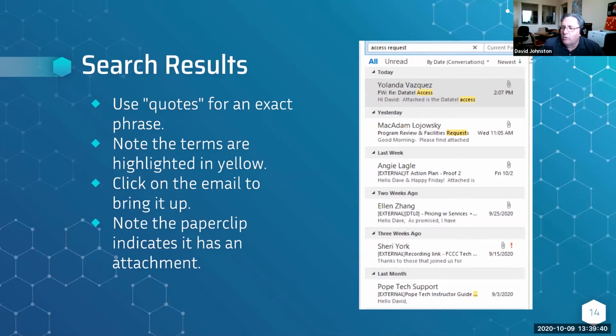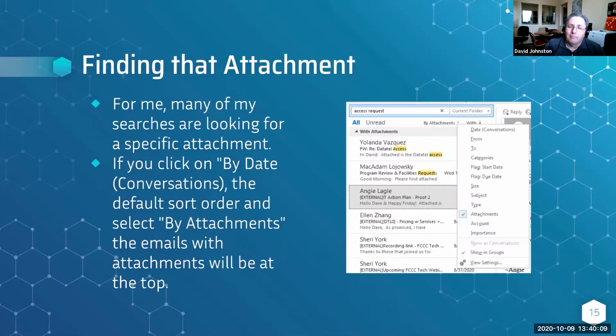Also, I think it's kind of cool that it highlights those keywords in yellow. And so you can kind of see what is it about that email that popped it out. Also, over the right-hand side, you'll notice there's the paperclip there. So that tells you that those items have attachments. There's one down near the bottom that has an exclamation point. So that was an urgent message. So in looking at those results, you can kind of see which ones maybe have that attachment you're looking for, or which ones were perhaps a little more urgent.